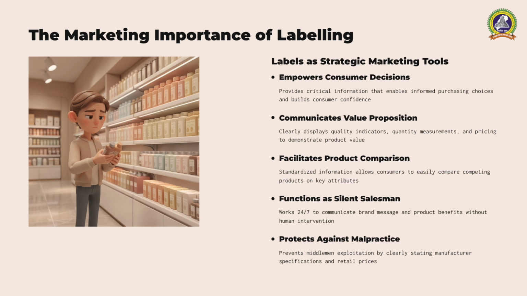Furthermore, it facilitates comparison. Consumers can compare the product with similar items from other firms based solely on the provided information. For the seller, the label helps to sell the product by acting as a silent salesman. Crucially, it protects customers from the malpractice of middlemen. If the price and the quantity are printed on the label, a middleman cannot alter them. Thus, labeling is a very important element affecting the sales and distribution process.